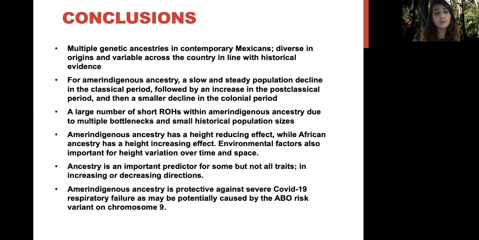In conclusion, we find varying sources of ancestry in Mexico in light of its unique history, infer population size changes and runs of homozygosity using genetic haplotype identity, and observe correlation between ancestry and other environmental variables and a range of complex traits such as height and severe COVID risk.